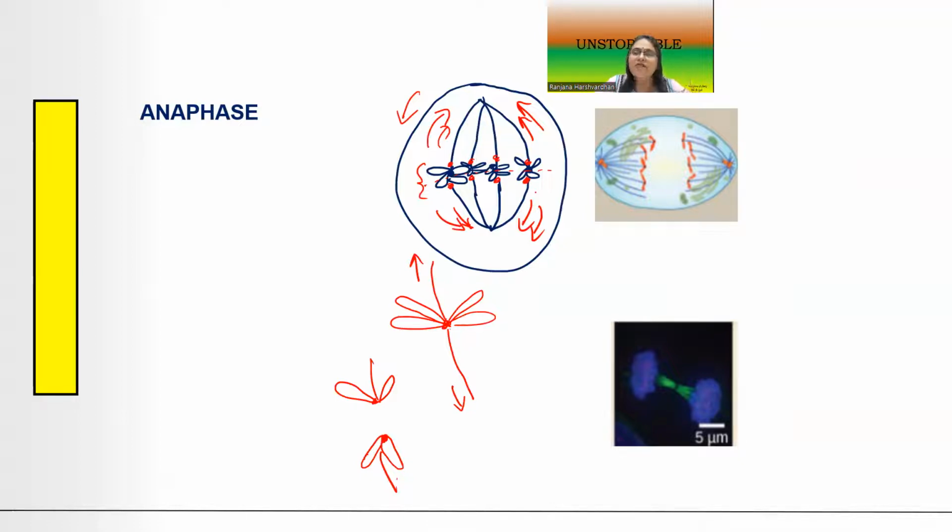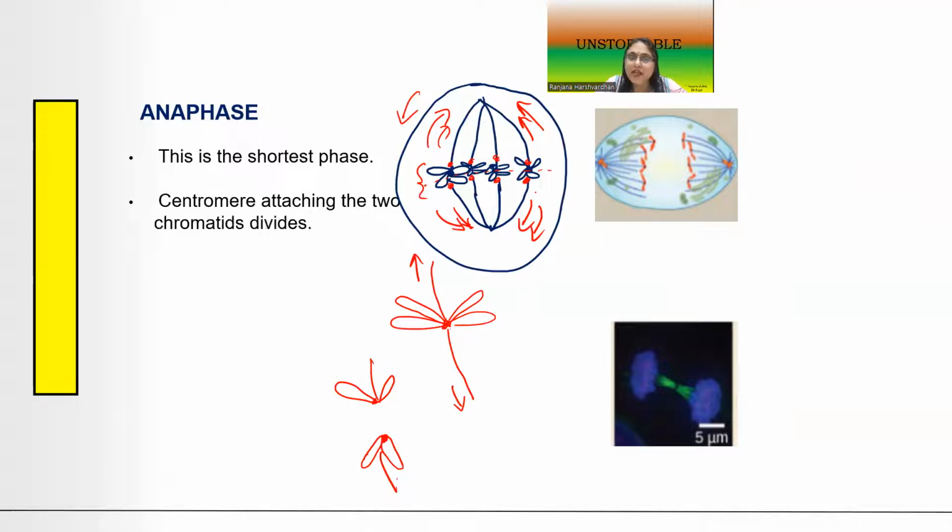And this phase, anaphase, sorry children, this is the shortest phase of the karyokinesis. Okay, this is the shortest phase. The centromere, which attaches the two chromatids, the division will happen from there. So where did we divide, what is this place? This is called the centromere. So the chromatids are separating. What is separating? Chromatids are separating. Why? Because the spindle fibers are shortening in length now.